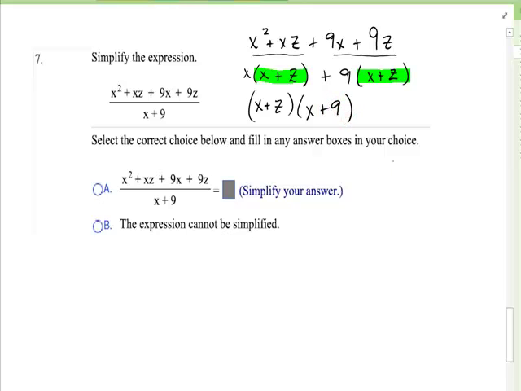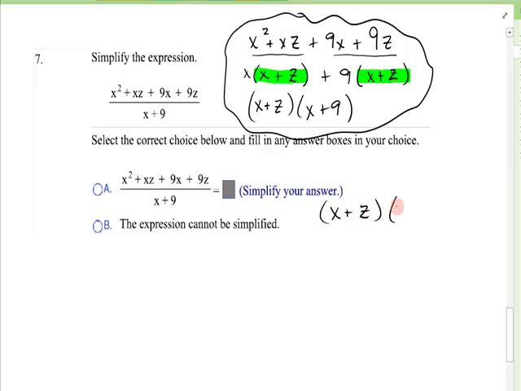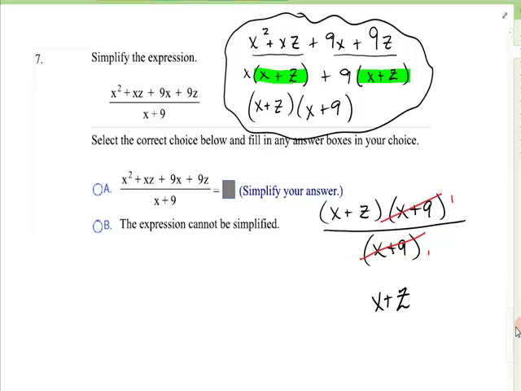The numerator has factored into, this was all just my factoring work for the numerator, x plus z times x plus 9. The denominator is simply x plus 9. Can I reduce? Yes. I have a common factor of x plus 9. That leaves me with x plus z. You can leave it in the parentheses or you can take it out. And it's over 1, and we don't need to write over 1.